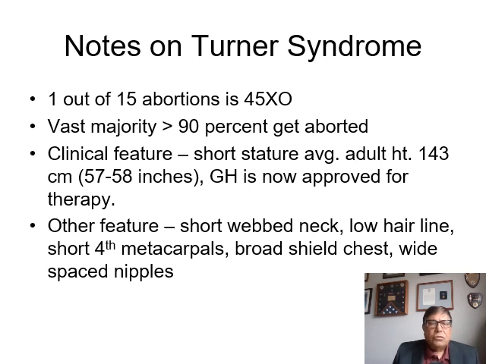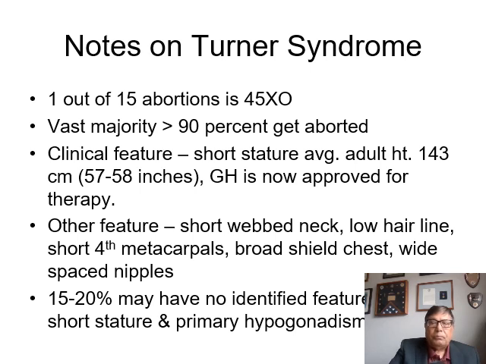Other features are a webbed neck, low hairline, and short fourth metacarpals. Now, this is what a lot of people do not realize: short metacarpal is not only one of the salient features of pseudohypoparathyroidism, but it can also occur in Turner syndrome. They have a broad shield chest and widely spaced nipples.